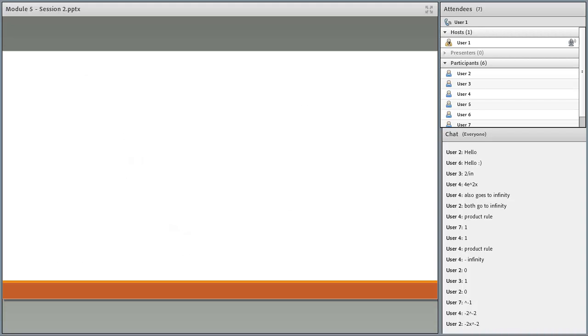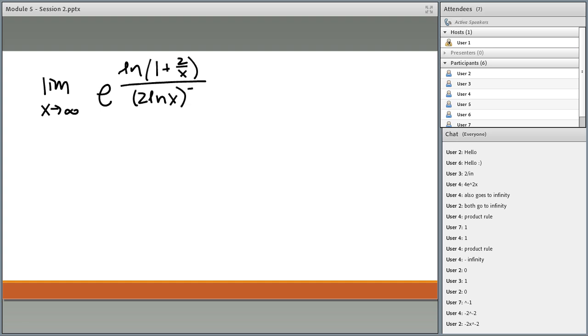And again, we're just going to need that in a minute, so that's why I wanted to get that ready now. All right, so let me go to the next page. So right now, here's where we are. We're at the limit as x approaches infinity of e to the natural log of 1 plus 2 over x. And we have moved the 2 natural log x to the denominator, giving it a -1 exponent. So that's where we are right now.